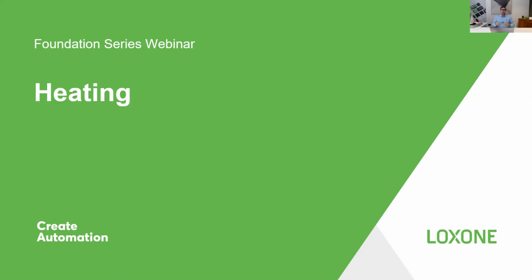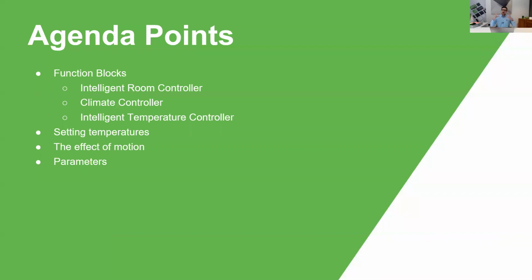This is quite an in-depth topic, but it's also one that has a lot of power and influence over how a building feels and our well-being within it. We're going to be looking at the function blocks that make up heating control. You'll notice that those 3 function blocks don't actually say heating in them. They say room controller, climate control, and temperature control.